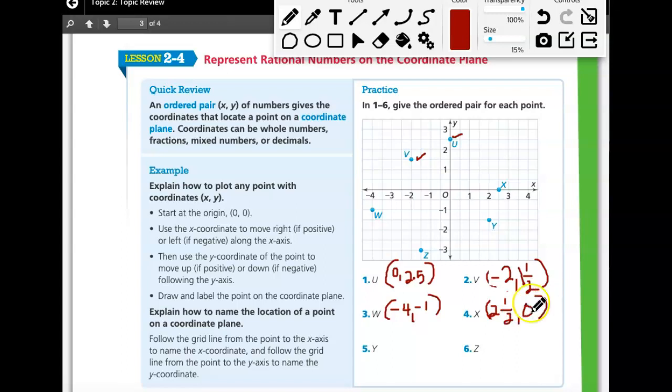It's a very long day, guys. So the x of the y is at 2.